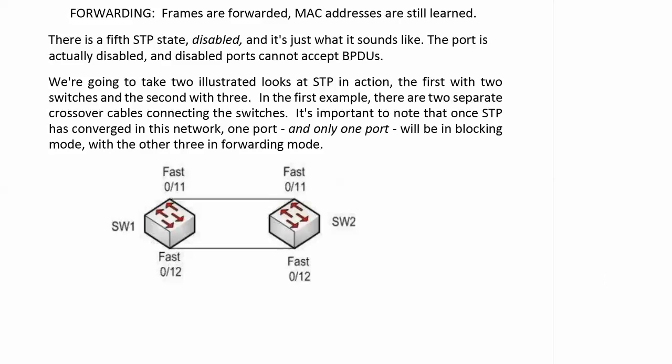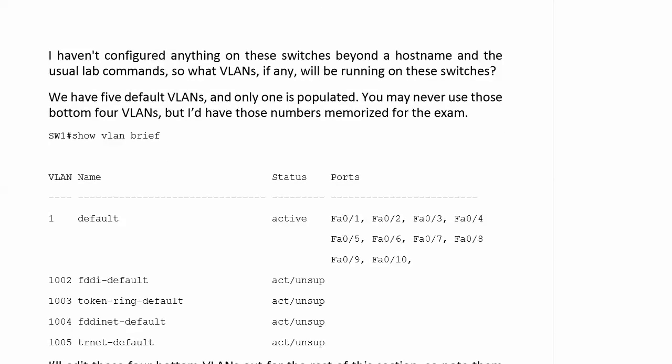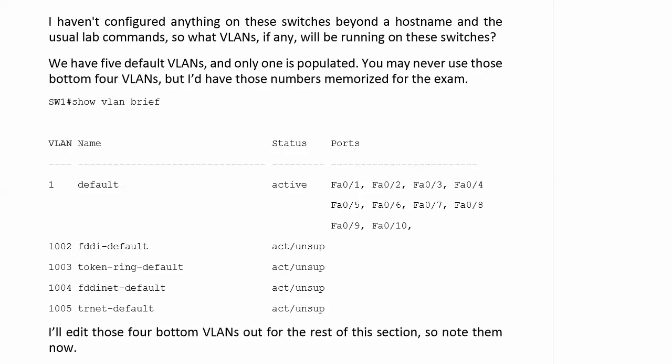So the configs here came from live switches as well, so it's good stuff to see. Let's go ahead and take a look at what exactly is going to happen here. First, we'll start on switch 1. Now, we have 5 default VLANs here. Only one of them is going to be populated, and that's VLAN 1, and that's of course our default VLAN, our native VLAN, and all the ports, all the access ports that is, are members of VLAN 1 by default.